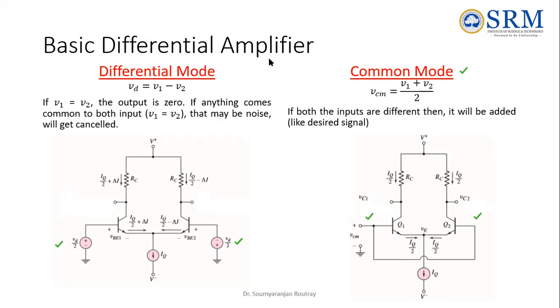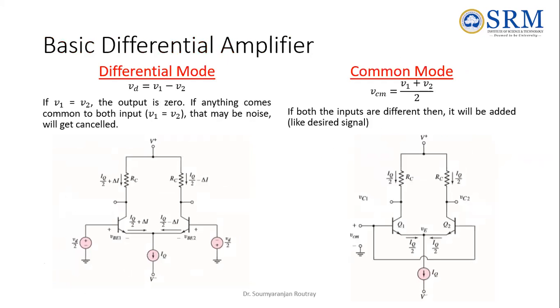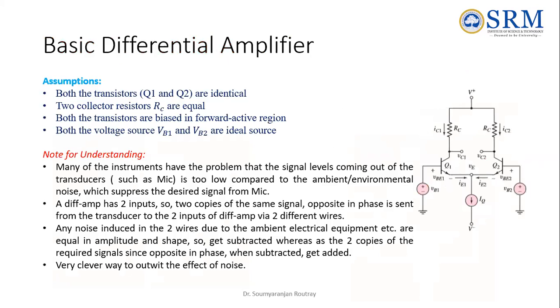We'll see more clearly in a later section. Now come to the small signal analysis of the differential amplifier. I would like to go back one slide, and we can see here we have two transistors. This is one transistor and this is another transistor. And we know the small signal diagram of a transistor.